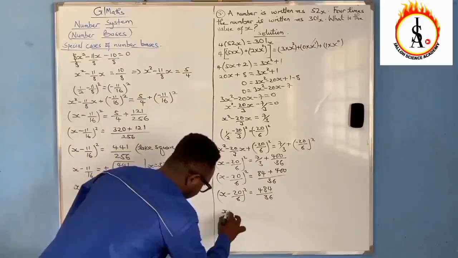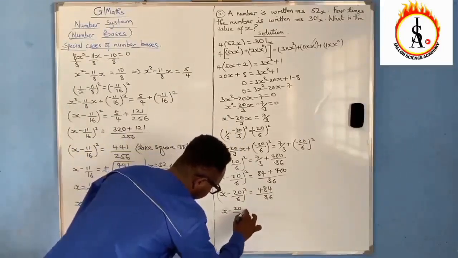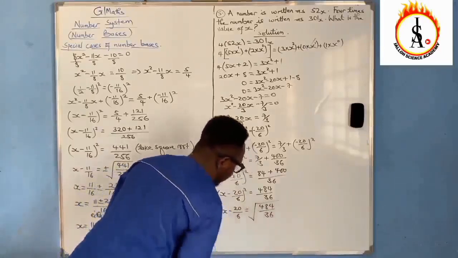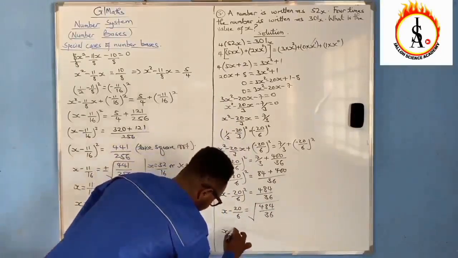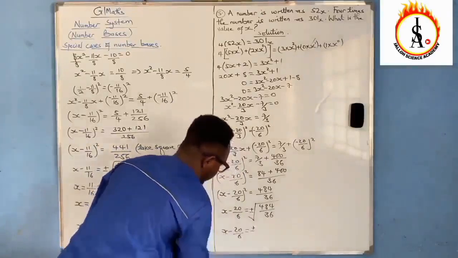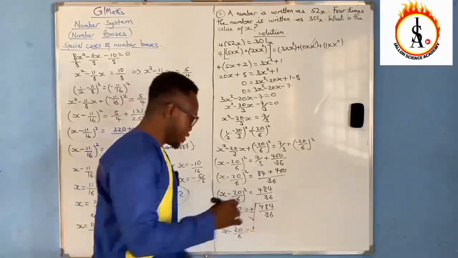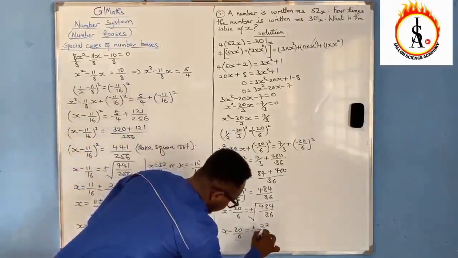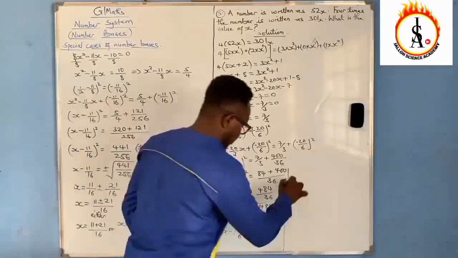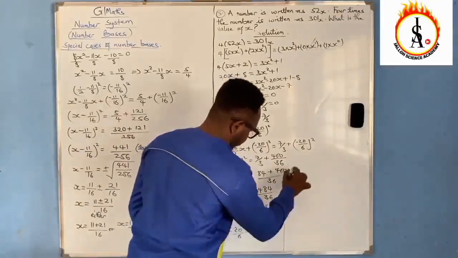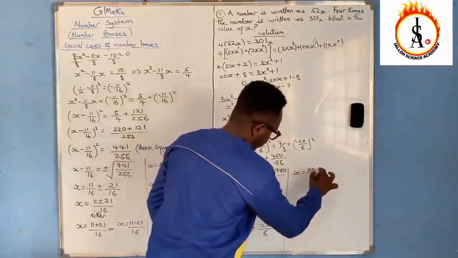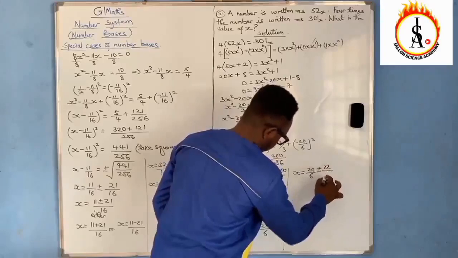So taking square root of this, you'll be left with x minus 20 upon 6 is equal to the root of 484 over 36. So this gives us x minus 20 upon 6 is equal to plus or minus, the plus or minus here. 484 is a perfect square, which is 22. 36 is a perfect square, which is 6. So in that regard, if we transpose this over, x will be equal to 20 upon 6 plus or minus 22 upon 6.